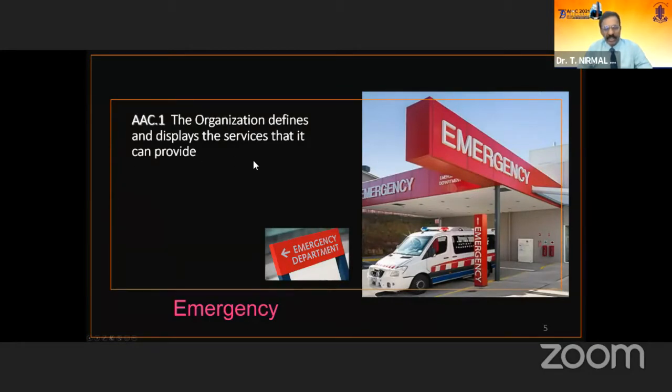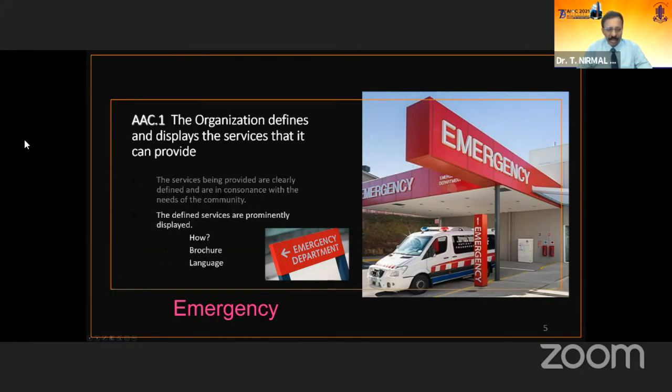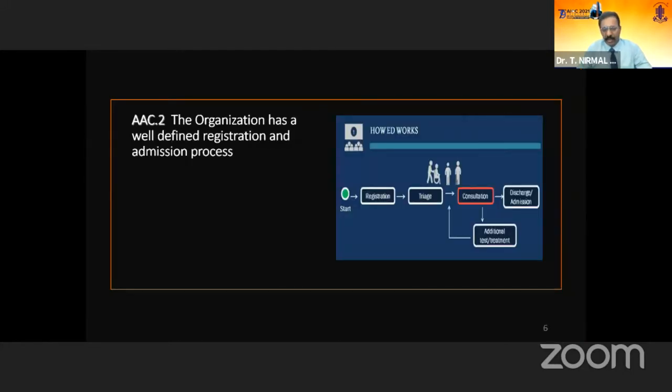The organization defines and displays the services that it can provide. For example, in an eye care organization, if you are providing only eye emergency services, you have to display that in your hospital or patient care areas. The important thing is that it should be in consonance with the needs of the community. So we can define and display based on the language of the region. It can be told in the brochure also. Ideal is to have a big display sign that you cater for ophthalmic emergency. But as per the Indian National Medical Commission law, every doctor has a liability to treat emergency patients.